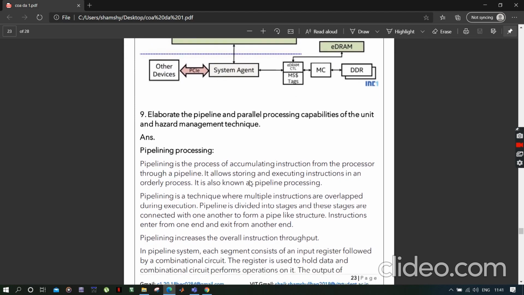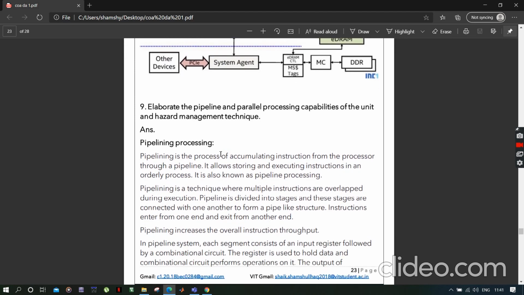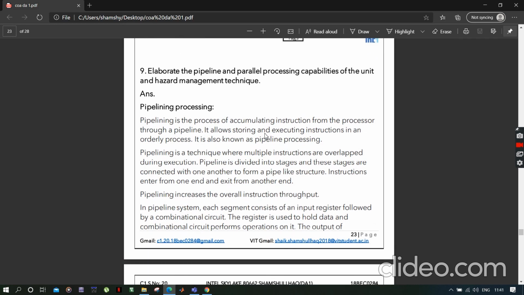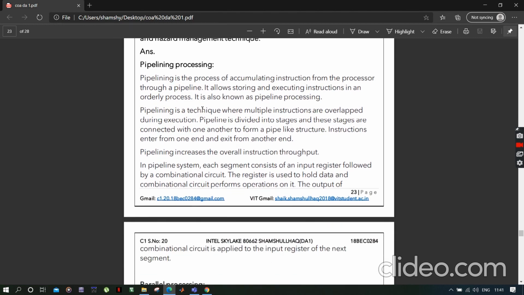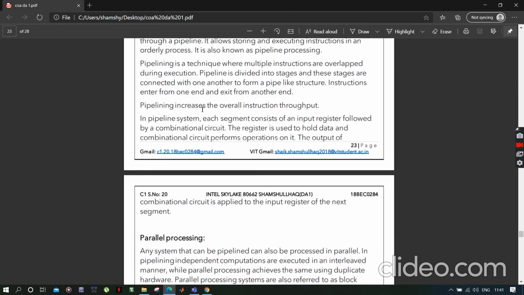And we are at our ninth question: elaborate the pipeline and parallel processing capabilities of the unit and hazard management technique. First we are talking about the pipelining process. Pipelining is a process of accumulating instructions from the processor through a pipeline. It allows storing and executing instructions in an orderly process. And here is the information regarding this.